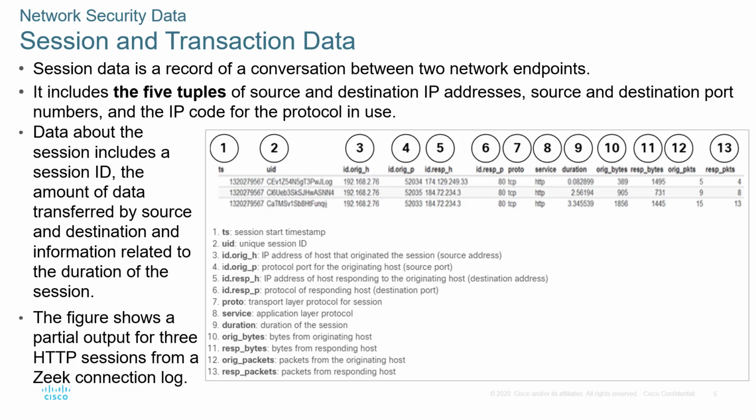We have the transport layer protocol for that session. We have the application layer protocol. We have the duration of the session, we have the original and responding bytes, and then we have the original and responding packets from the original host and the responding host. And again, we're going to have a lab where we dive into this for our explanation portion. In this example, we're looking at a partial output from a three-session dump from our Zeek connection log. And again, like I said, we're going to have a lab looking at our logs in the lab sections.